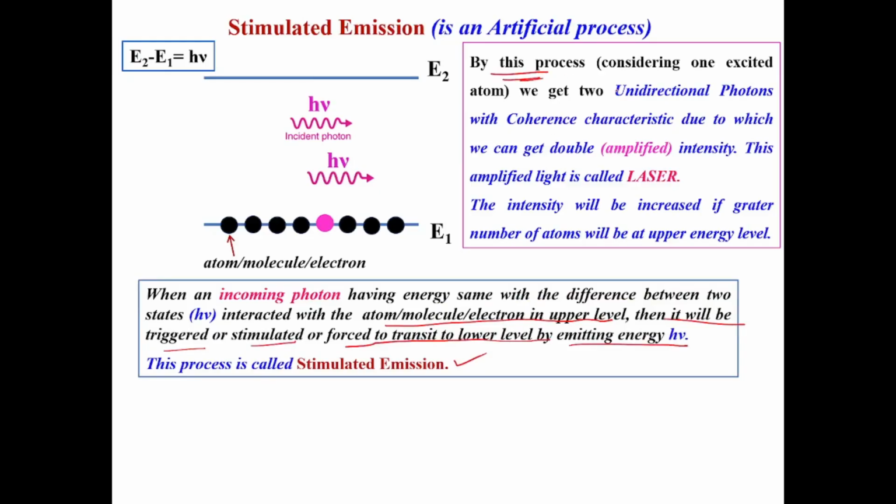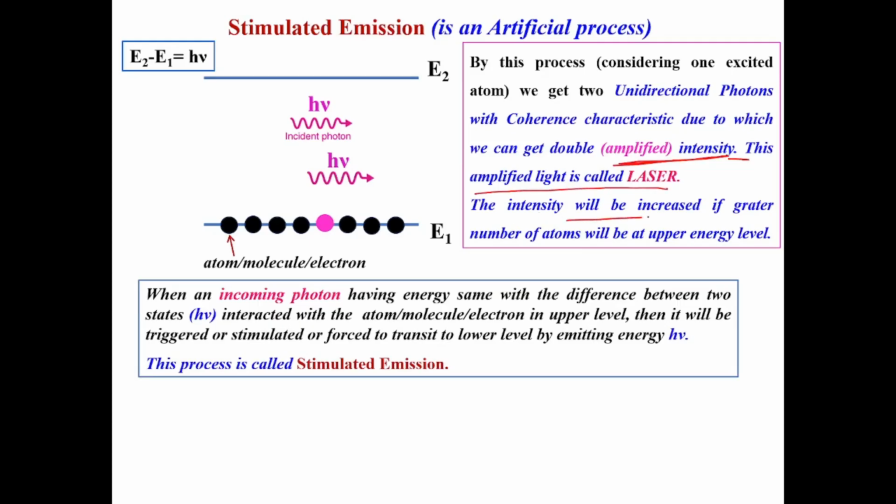By this process, what is going to happen? Consider one atom: we get two unidirectional photons with coherence characteristics, meaning both have the same phase, due to which we can get a doubled amplified intensity. Initially it was one photon, and after the transition we get another photon with the same phase. That means the intensity is amplified or doubled. This amplified light is what is called laser.